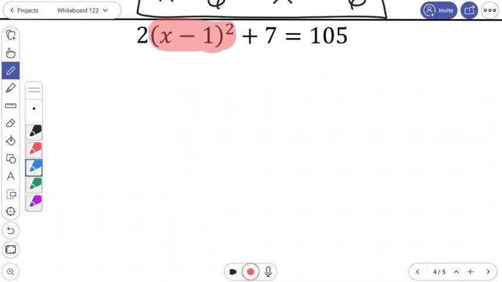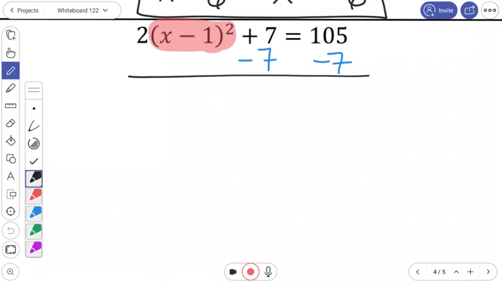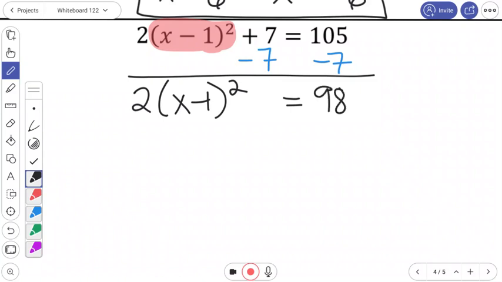All right, what do we do first? We need to subtract our 7. Remember, we're doing PEMDAS in reverse. And that gives us 2 times (x minus 1) in parentheses squared equals 105 minus 7 gives us 98. Right? It doesn't quite look like a minus 1. It's a little overlapping there. Sorry.